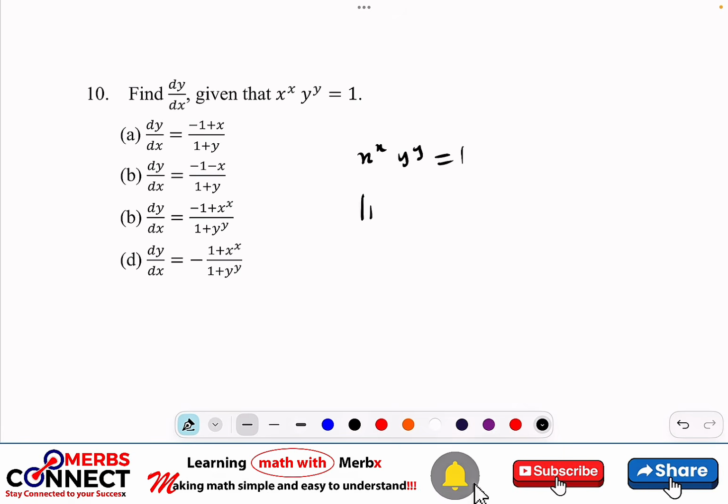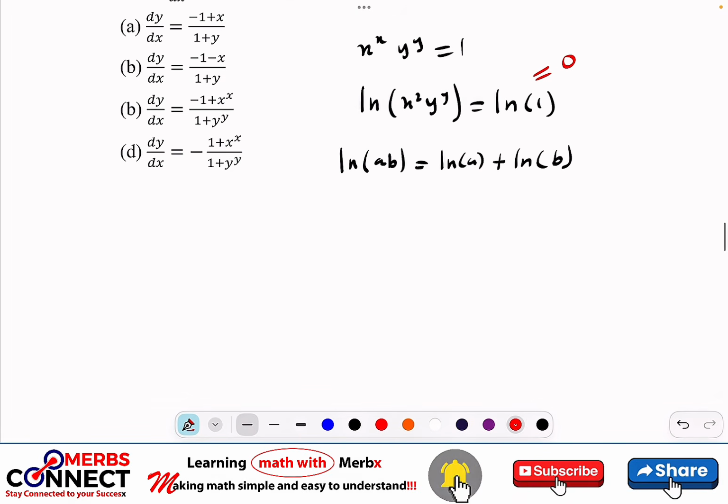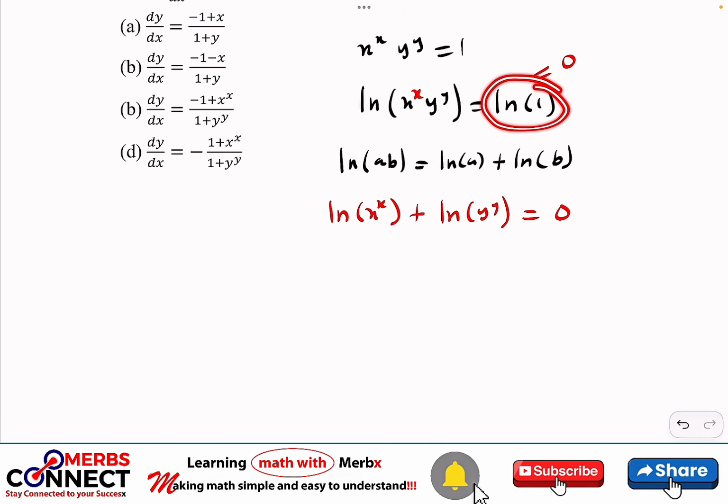So let's do that. I'll take the ln of this equal to the ln of that. Now I know that ln of 1 is equal to 0, right? And I also know that if I have ln of AB, this is the same as ln of A plus ln of B, right? The natural log. So it means that I can write this one as natural log of x to the power x, plus natural log of y to the power y, which is equal to 0 because this is 0.